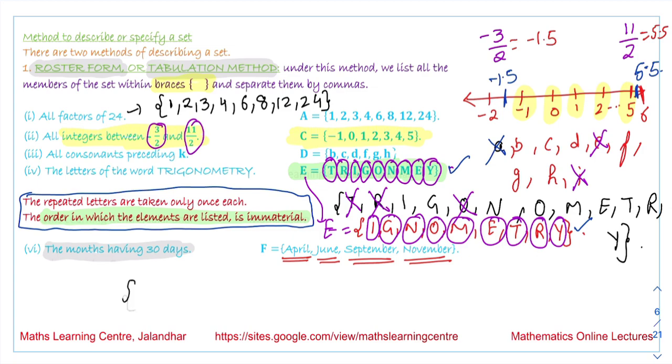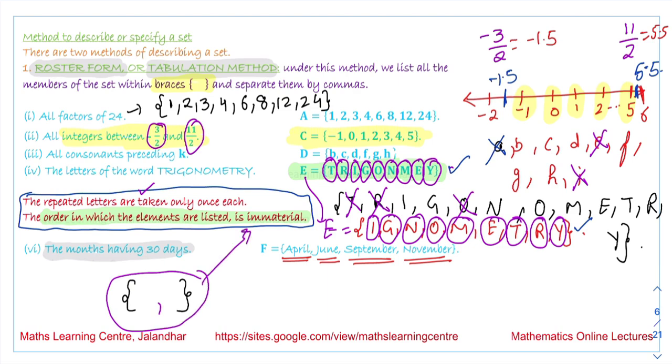First, the elements should be written in braces. We put a comma to separate those elements. Next, repetition is not allowed. It means that repeated letters can be taken only once. And last, the order in which the elements are written in this list, in this collection, is immaterial.